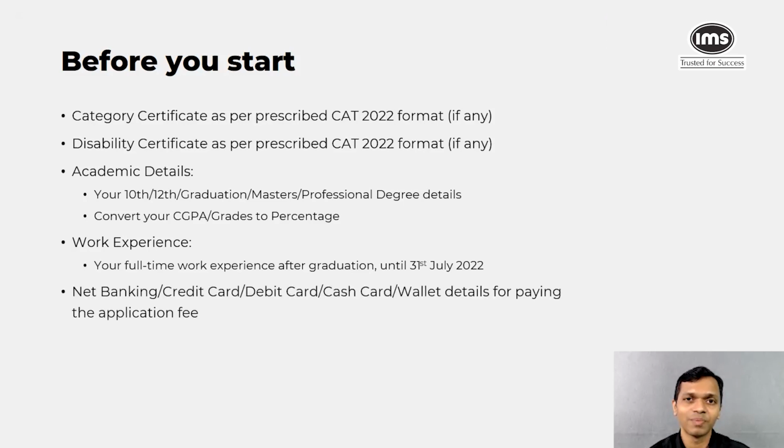And lastly, very important thing is, of course, the payment. So you have to ensure that you have either net banking, credit card, debit card, or any cash card or wallet details before you actually start filling the form, because this is going to be the last step of your application. Once you're done filling the application form, you're supposed to make the payment. And that is why keep all these details handy, then only begin the application process.